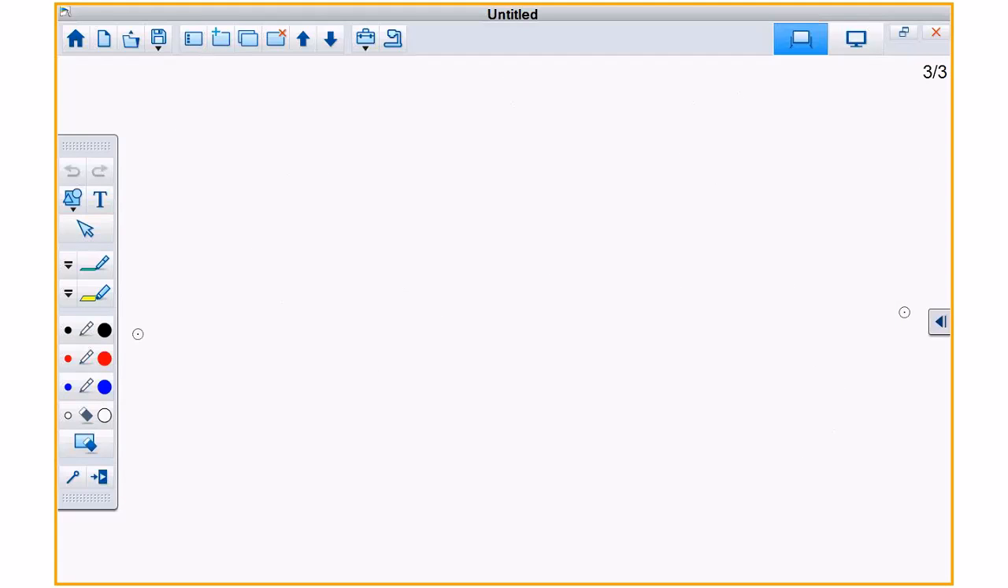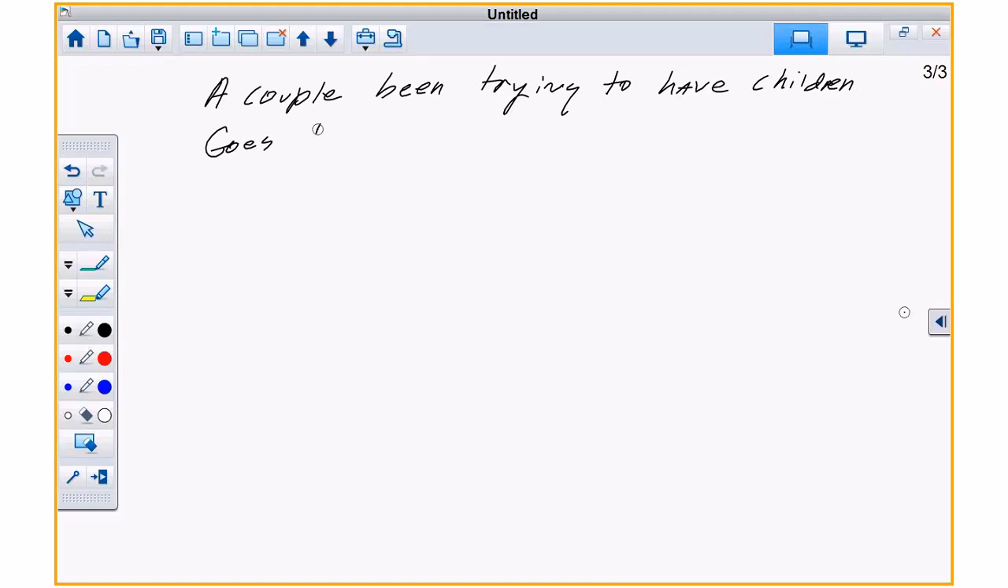Let's say that a couple, I'm not going to write every single word, been trying to have children, goes to a specialist, finds probability of a girl to be 0.45. Okay? And this usually is worded in kind of an experimental type question. In other words, experiment, the research, blah, blah, blah, experimentation, finds probability of a girl to be 0.45. I don't feel like writing all that, so I just wrote a couple been trying to have children, all right?